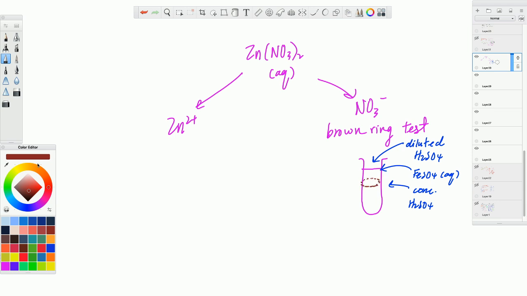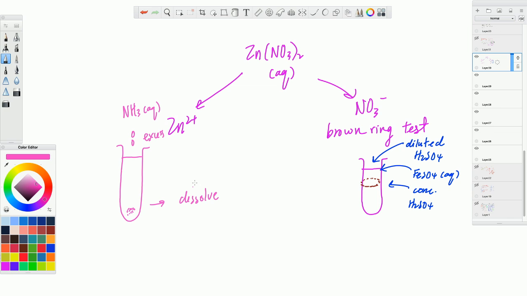Okay, for zinc, the easiest one is first you add aqueous ammonia, a few drops. Okay, it will form a white precipitate. Then you add excess, it will dissolve.